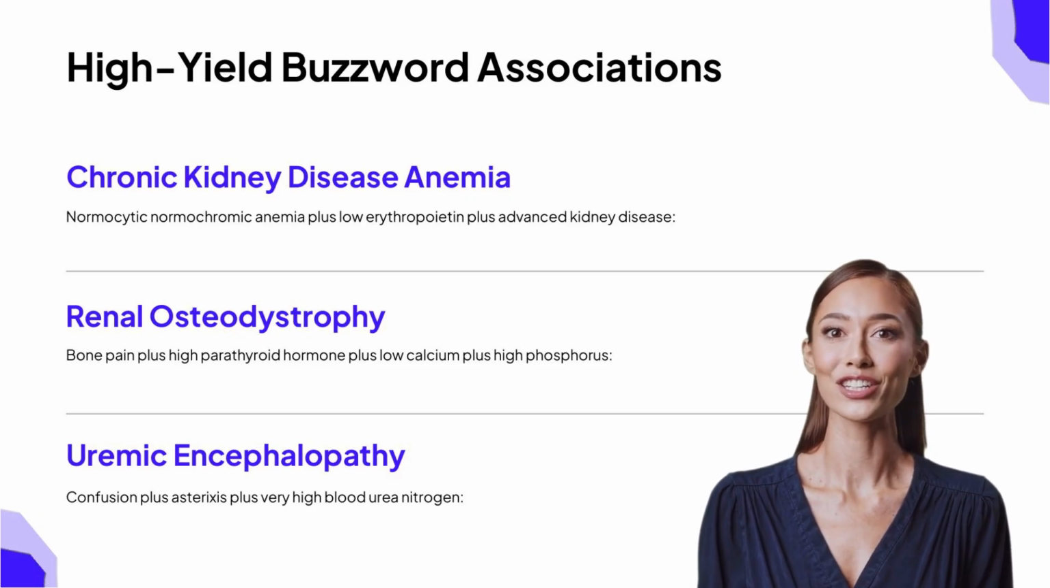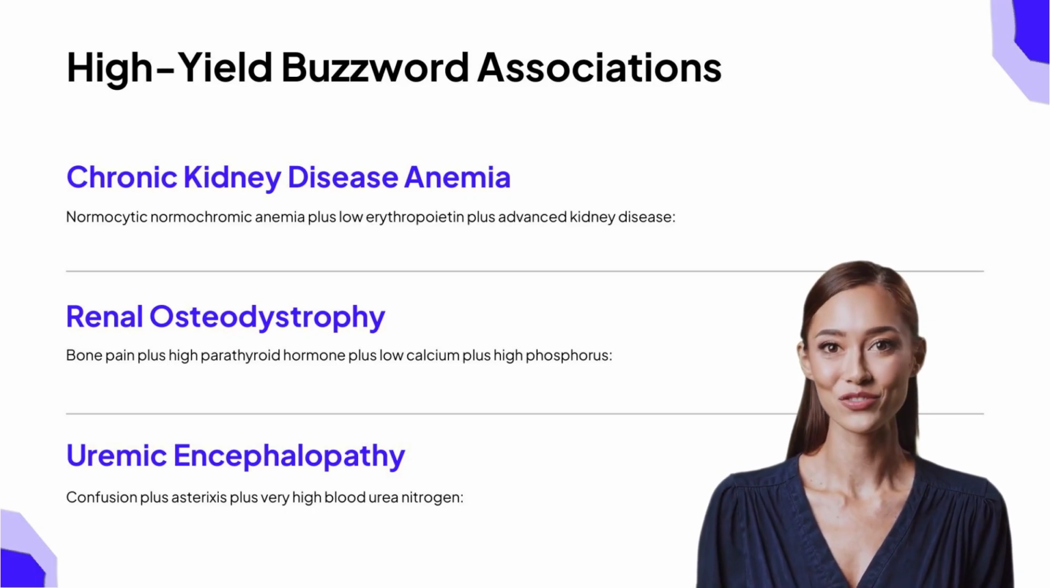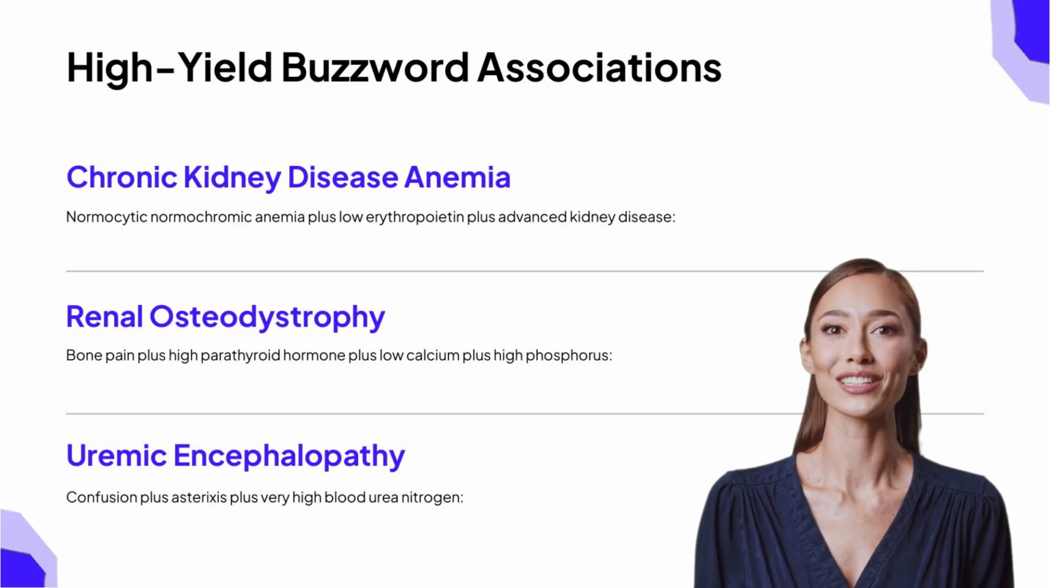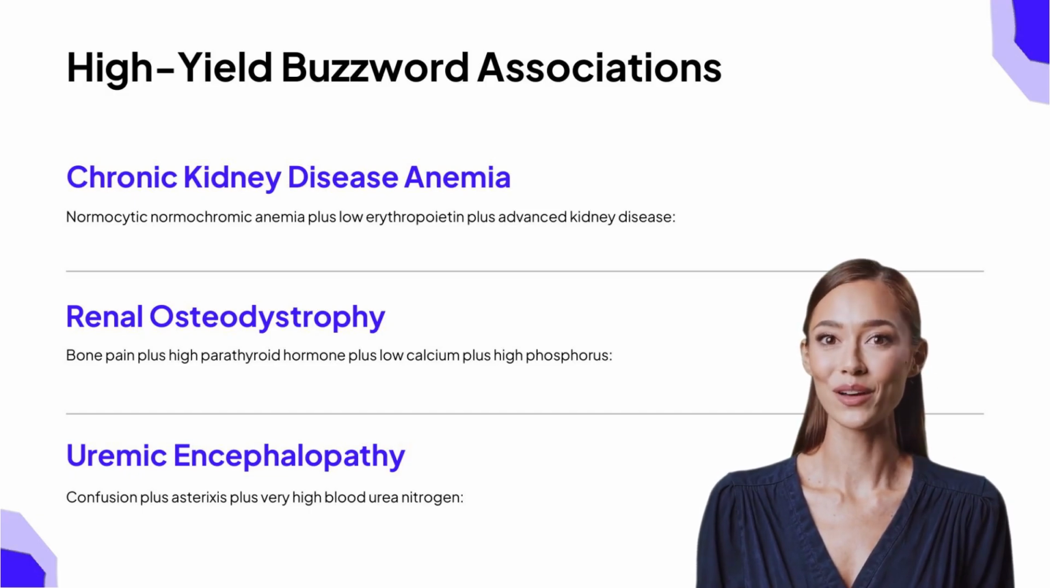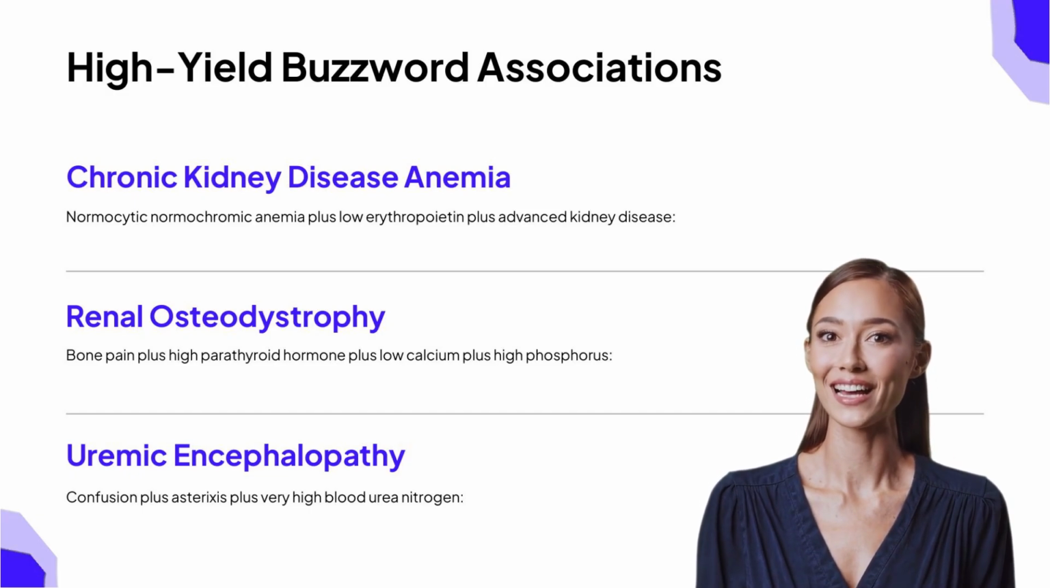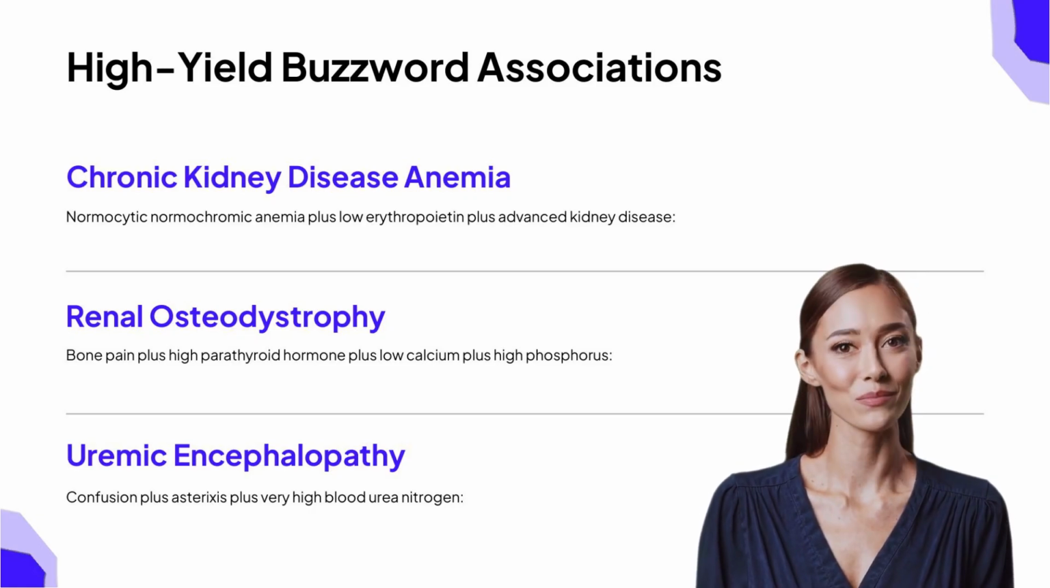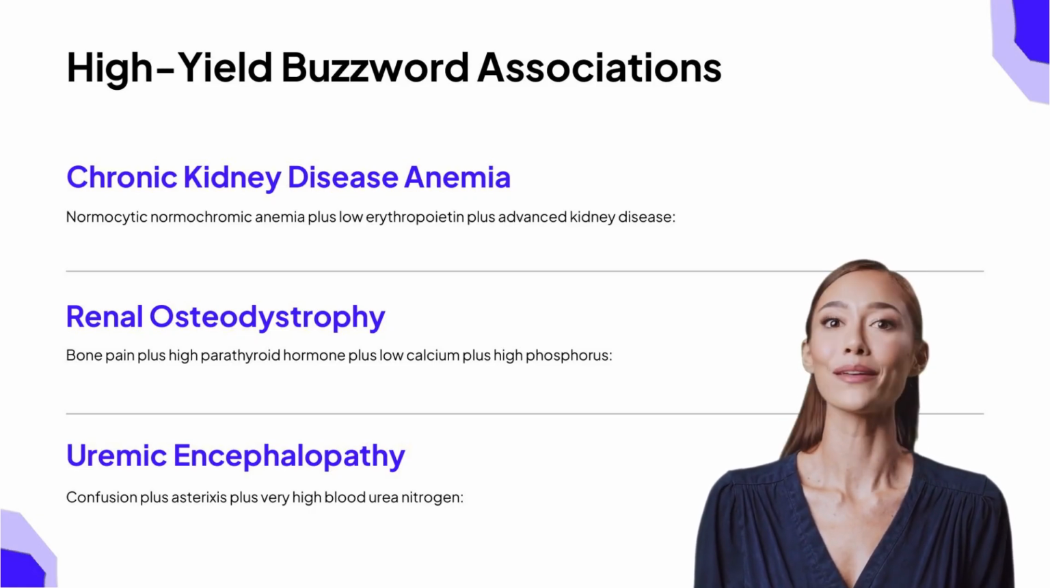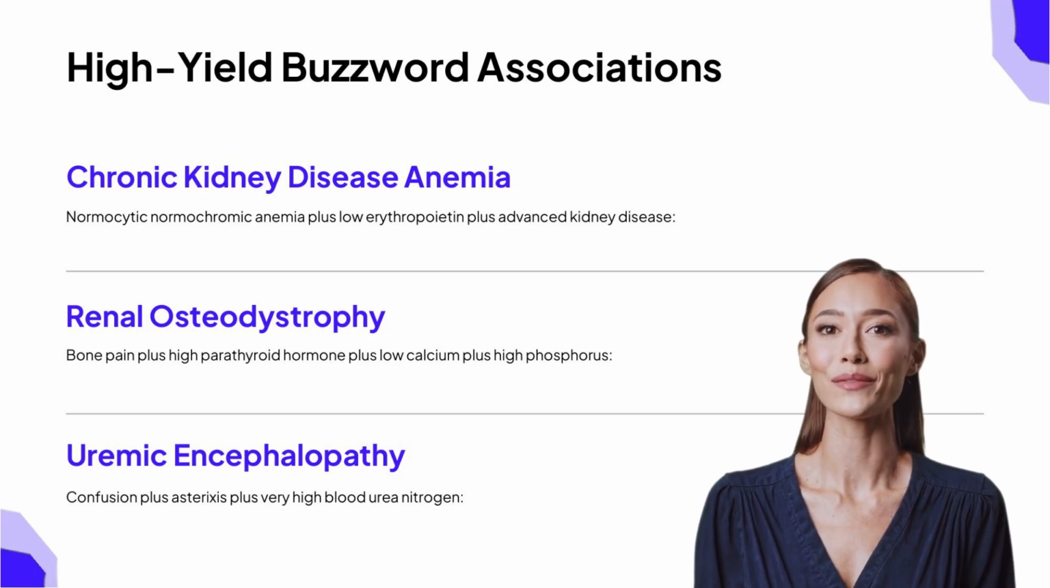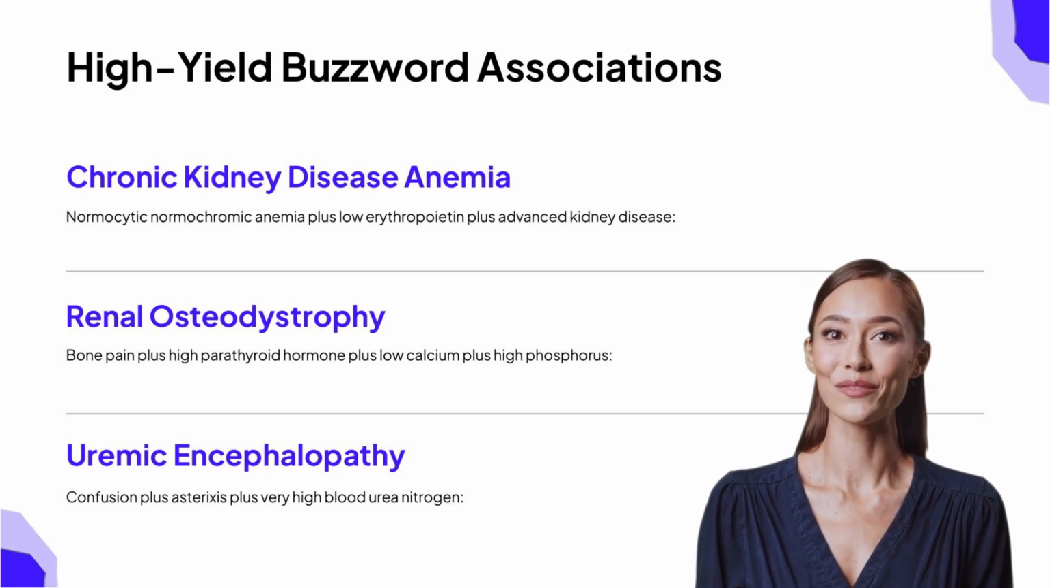This 4-part combination is pathognomonic. Number 3, confusion plus asterixis plus very high BUN equals uremic encephalopathy, which is an indication for urgent dialysis. When you see these triads in a stem, your answer should almost write itself. Train your eyes to pattern match on these buzzwords.